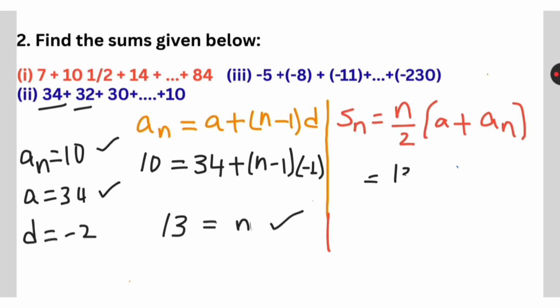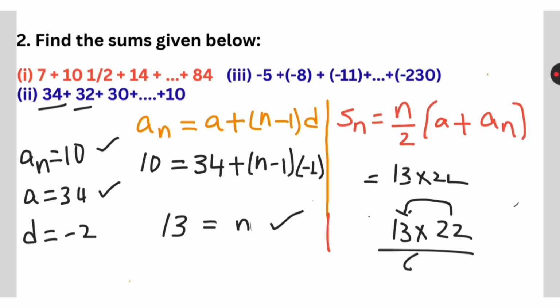So what is n? 13 by 2. What is the first term, which is 34, plus the last term is 10. So 34 plus 10, which is 44. 2 ones are 2, 2 22s are 44. So finally we are going to get 13 times 22. 22 times 3 are 66. 22 times 1 are 22. So which is 286. Let's see the third question.